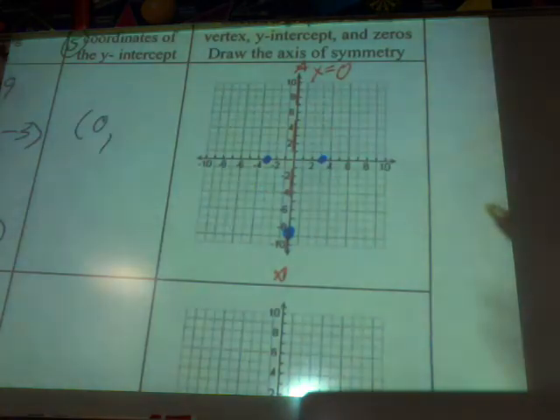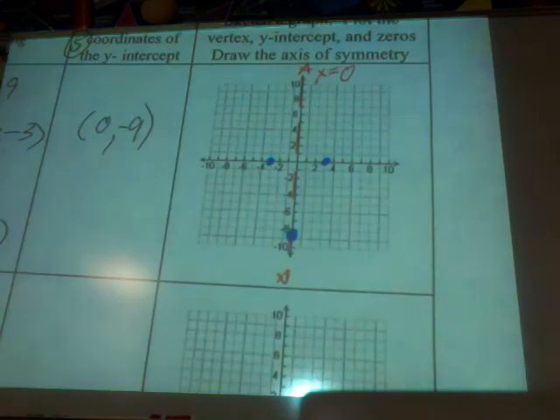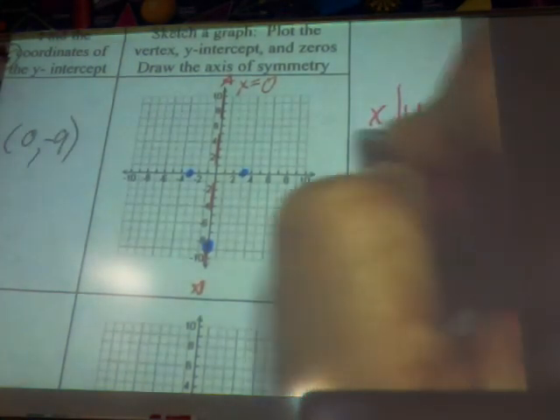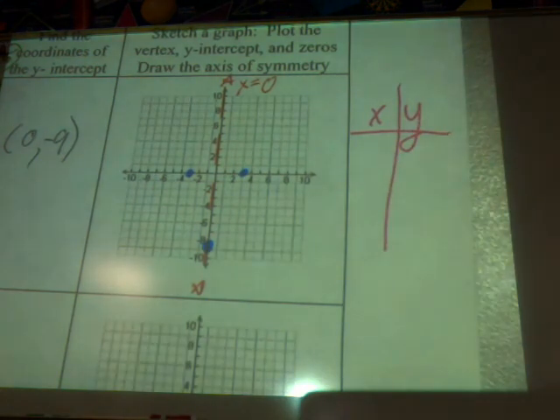What is your y-intercept? 0 what? -9. And so that does happen to be our vertex. There's no symmetrical point to that. So we do need 2 more points. So we are going to have to use an XY table. We've already found our solutions, but I want you to get more practice in. So what value do you think would be smart to choose? 1. I would choose 1.